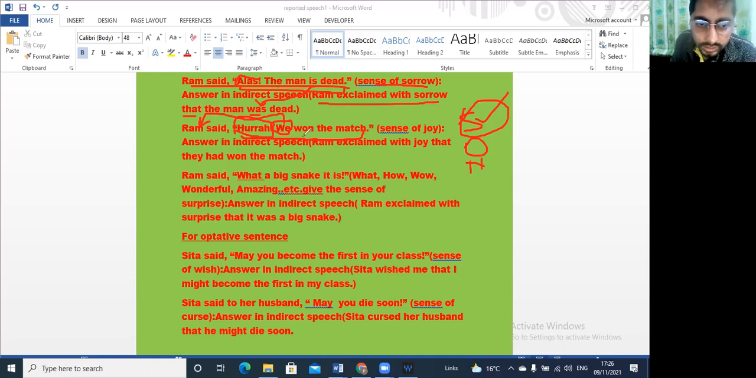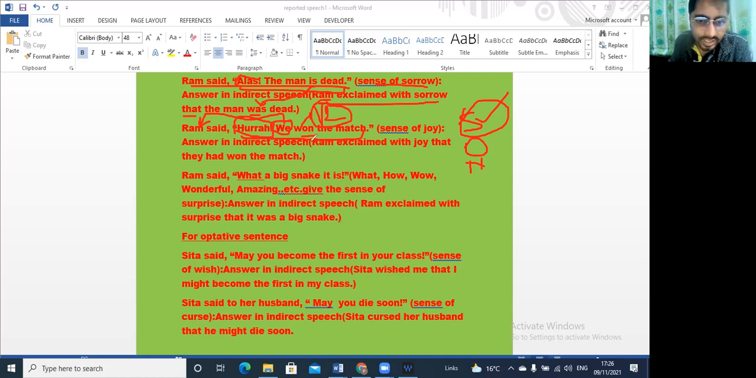Now, verb two of win. So verb two represents simple past, and simple past is changed into past perfect, had plus verb 3. What is verb 3 of win? Win verb 1, won verb 2, won verb 3. Winning verb 4, wins verb 5. Okay. Ram exclaimed with joy that they had won the match.